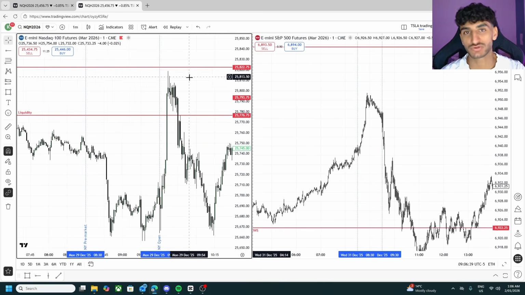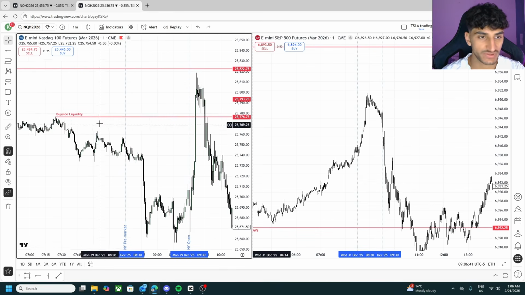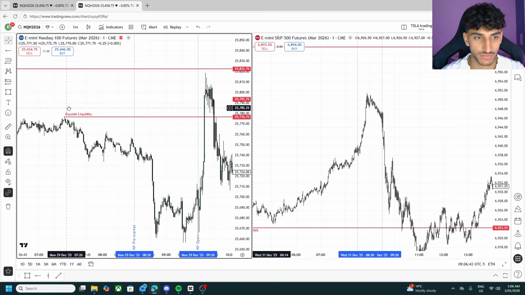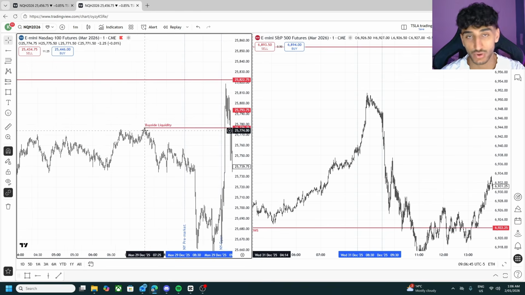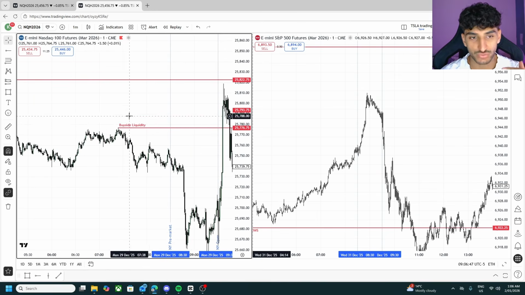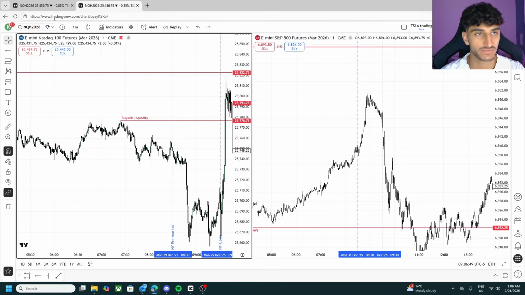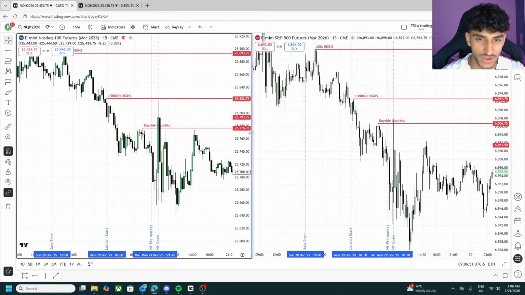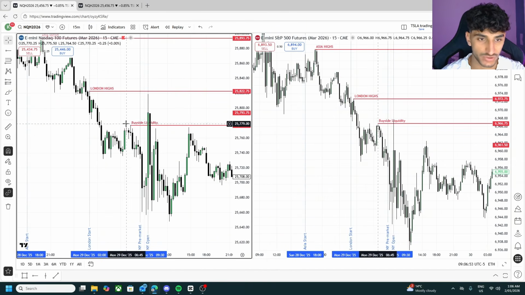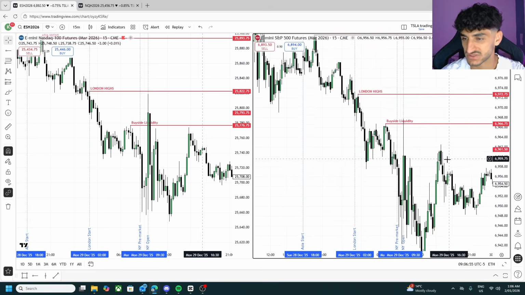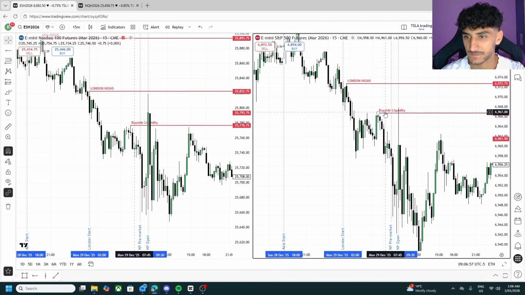So if we jump down to the 1 minute time frame here, we see that we did sweep a buy side liquidity level that was created in London. Now this is not London highs itself, but we do have a clean buy side liquidity level. Now if we look onto the 15-minute time frame, we see that liquidity level much more cleaner. Same thing on the right hand side on S&P. Again, we see that very clean buy side liquidity level on S&P 500.